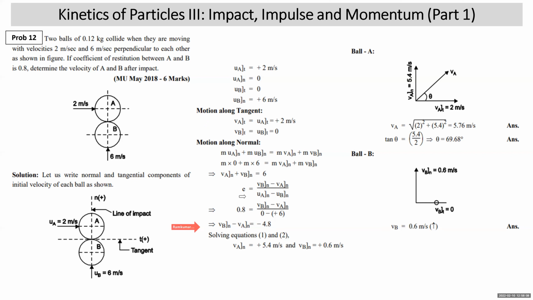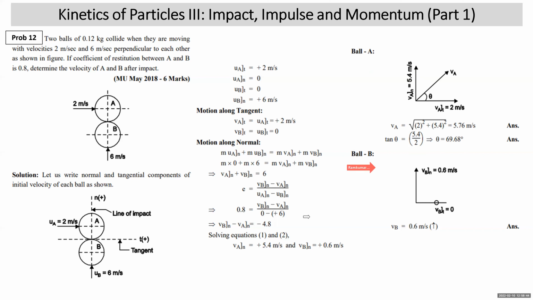Now students, we can solve these two equations. This is your equation number 1. This is your equation number 2. Solving these two equations, all right, you get VAN is plus 5.4 meter per second and VBN is plus 0.6. Now we draw a diagram showing the velocities in correct directions. For ball A, tangential velocity component was plus 2, that means to the right, and normal component plus 5.4, that means it is up. Find resultant velocity. VA is equal to square root of 2 square plus 5.4 square, 5.76. Tan theta is what? 5.4 upon 2. That is the theta value.